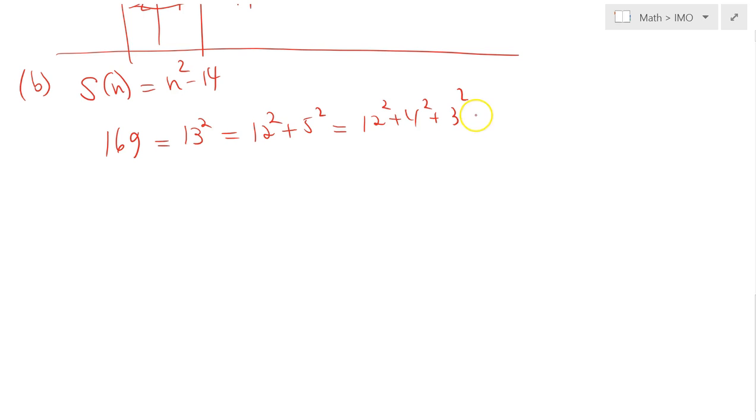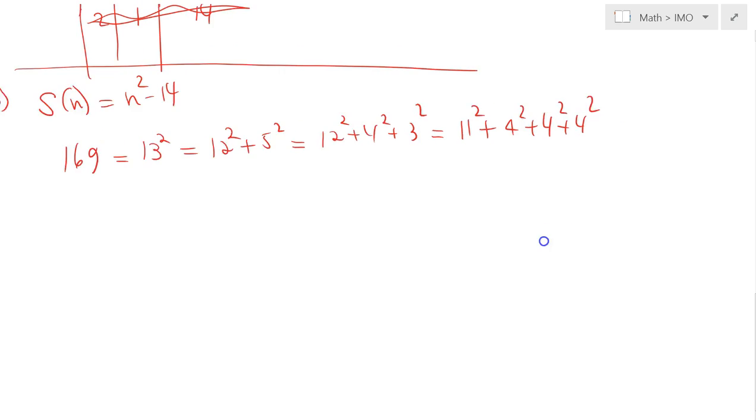Oh, so now we are using 3 terms. And then for the 4 terms, yeah, 11 squared, which is 121. So 169 minus 121 is 48. And then 4 squared, 4 squared, 4 squared. So it's almost magic. And finally, for 5 terms, let's do one more.